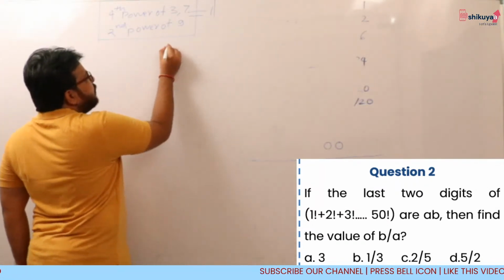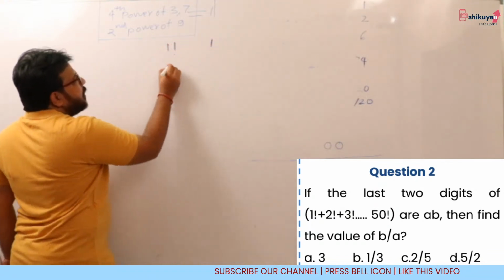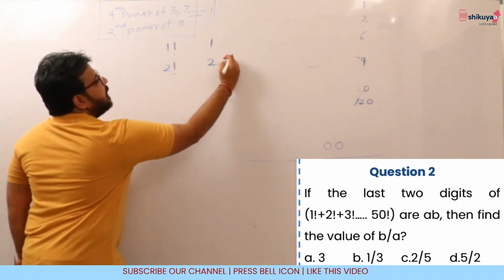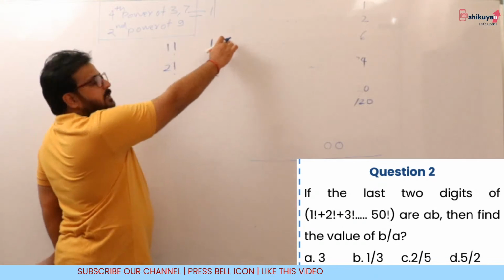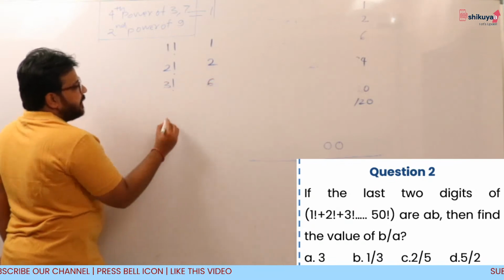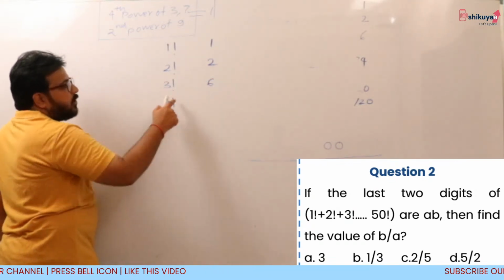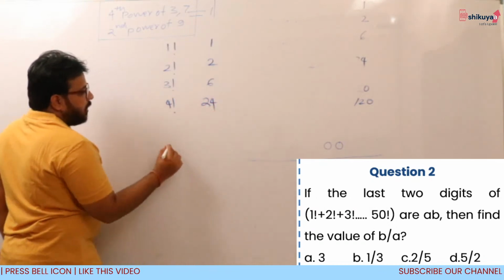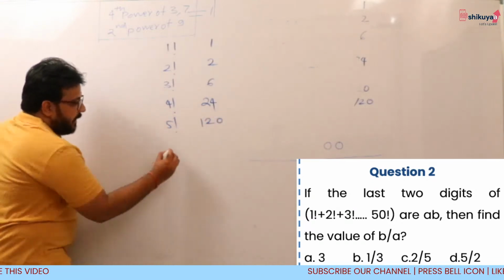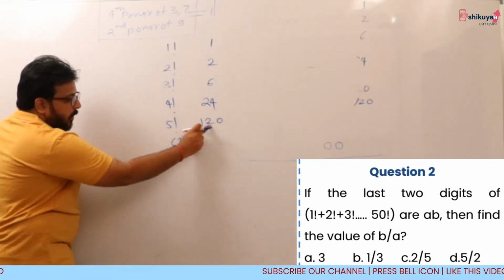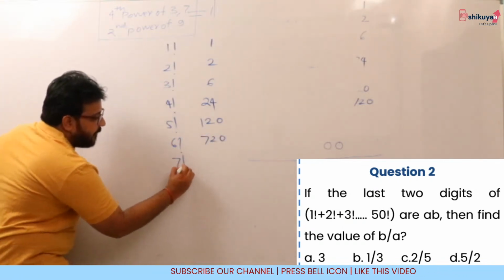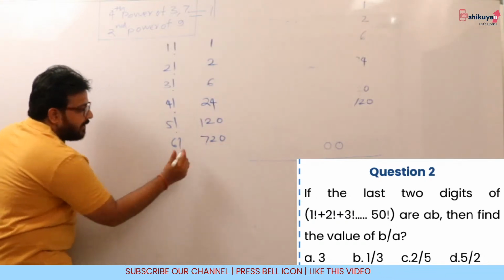Look at this. 1 factorial is 1. 2 factorial is 2, because 2 into 1 is 2. I am just going to multiply the next number with the previous answer. So what is 3 factorial? 3 into 2, that is 6. 4 factorial is 4 into 6, that is 24. 5 factorial is 24 into 5, 120. Next, 6 factorial: 120 into 6 is 720. Next, 7 factorial: 720 into 7.